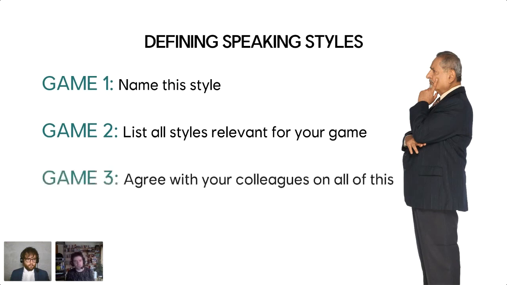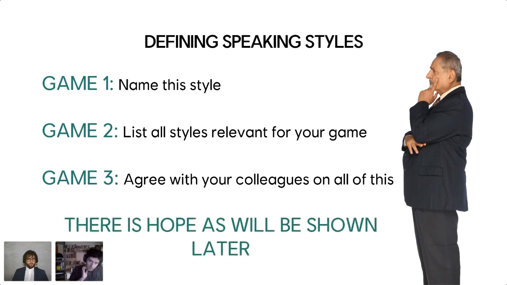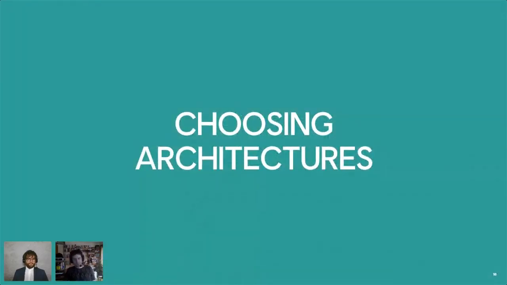And then let's do a third game. Agree with your colleagues on what these categories should be and what goes where. So very quickly, you will realize that you cannot name these things. It's too difficult and it's impractical. So if you want to have some control and be able to use this, you have to find another way. So yes, there is hope, and I will show you how we're doing later.